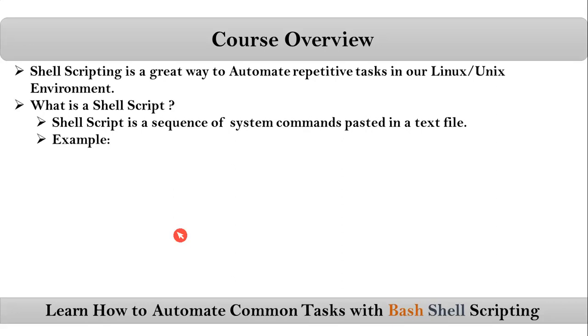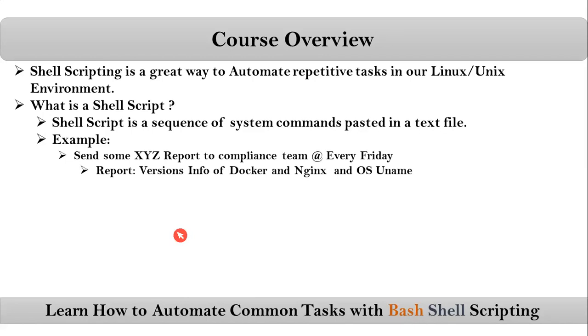Now let me explain this concept with a simple example. Our example is to send some XYZ report to the compliance team every Friday for audit purposes. In my case, that XYZ report is just finding the version of Docker and Nginx and the OS name. So every Friday we have to send the Docker and Nginx versions info and the OS name to the compliance team for auditing purposes. Fine. So here we can automate this end-to-end task. But let me go step by step.